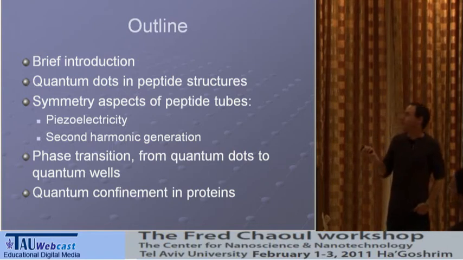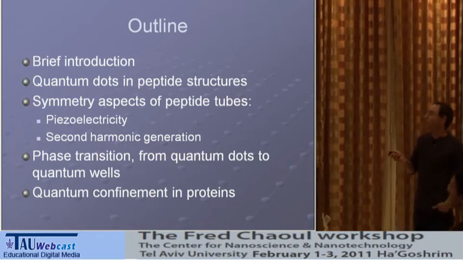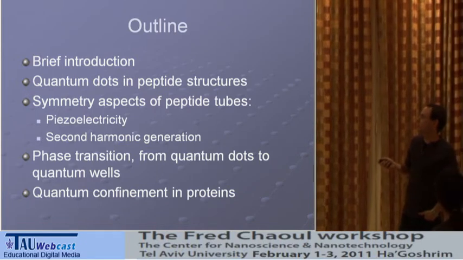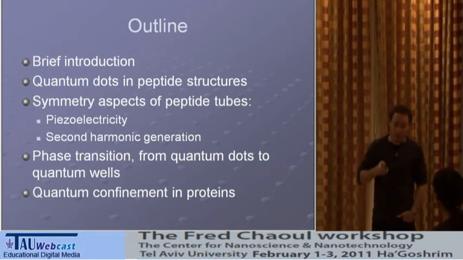So I will start with a very brief introduction, followed by an explanation of what quantum dots in peptide structures are, and then I will show how those peptide structures have special symmetry that allows us to observe these two phenomena. I will skip to a phase transition from these quantum dots to quantum well structures in those peptide nanostructures, and will conclude with quantum confinement in quantum wells.